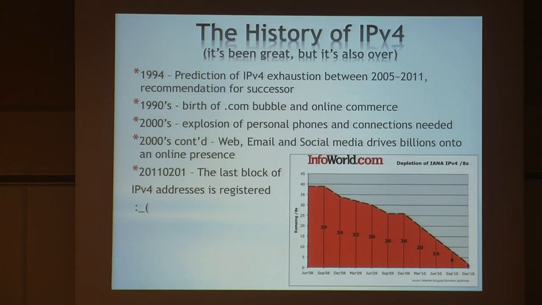In the 1990s, with the birth of the dot-com bubble, all of a sudden all these businesses needed a host name, and online commerce, such as Amazon and those sorts of websites, came online. Everybody could use the internet. Everybody wanted a computer. Everybody wanted to be able to buy and connect from every device that they had. In the 2000s, web, email, and social media drove billions onto an online presence. Nowadays we have Facebook. Ten years ago, Facebook didn't really exist, and now everybody's on it. They estimate that something like 1 out of 5 people on the planet has a Facebook account right now, out of the 6.5 billion people on the globe.